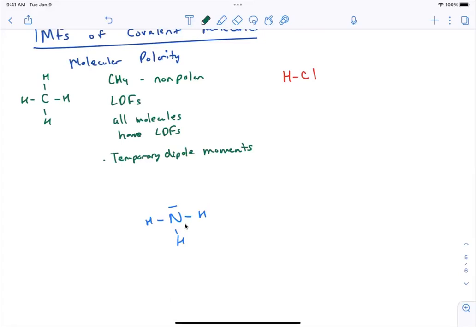Oh, it's a nonpolar molecule, which means it exhibits London dispersion forces as its strongest attractive force. A temporary dipole moment is why London dispersion forces are super weak. London dispersion forces are not constant all the time.